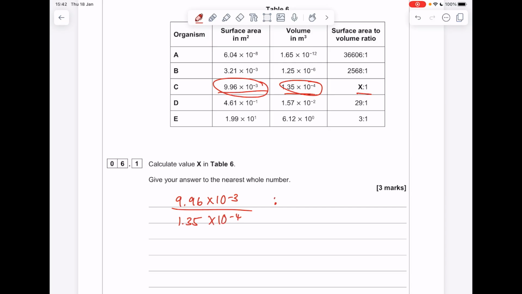Because that's how you're going to get your ratio. So there we are, dividing both sides by the smallest number to get a ratio of 1 to... So that's 73.7 recurring, so giving our answer to the nearest whole number, that becomes 74 to 1.